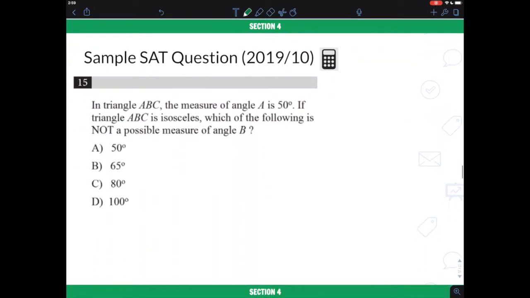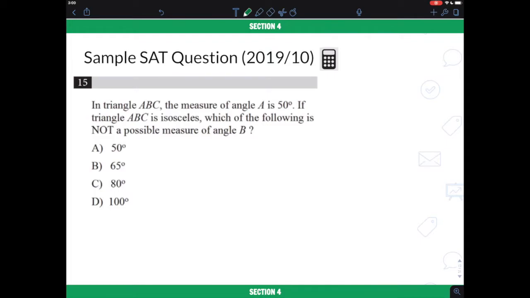In this question, we are looking at a topic on geometry. So let's take a look at this question. In triangle ABC, the measure of angle A is 50 degrees. If triangle ABC is isosceles, which of the following is not a possible measure of angle B?